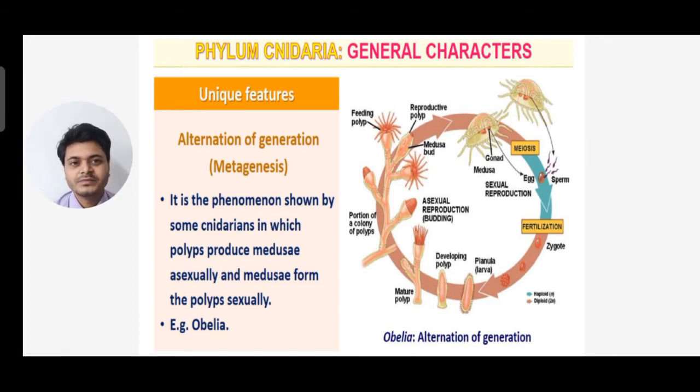In Obelia you can see the alternation of generation. Again I repeat, it's a phenomenon shown by some Cnidarians, where we can see in Obelia that polyp produces medusa asexually, whereas medusa produces polyps sexually. So in Obelia we can see both the stages, that is polyp and medusa. That means polyp stage and medusa stage both can be seen.